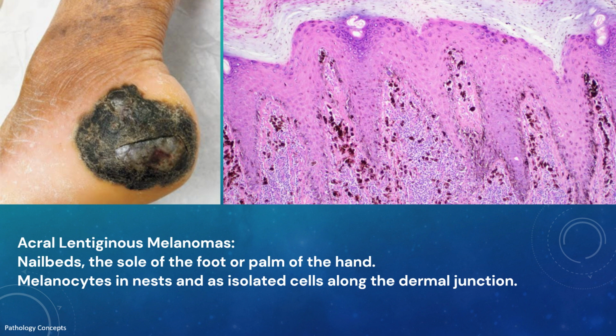Histological findings associated with this lesion include melanocytes in nests and as isolated cells along the dermal junction. Widespread pagetoid spread upward is typical. Pagetoid spread can also be observed in the benign form of this tumor but usually has a minimal extension. Melanocytes are often hyperchromatic and nucleoli are challenging to visualize.